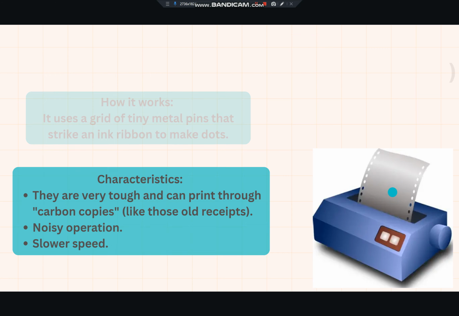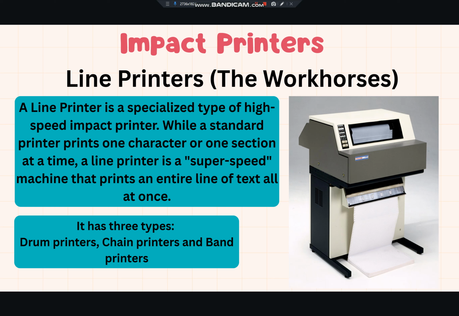The second type of printers are the line printers, or the workhorses. While a standard printer prints one character or one section at a time, these printers have super speed and can print an entire line of text all at once. They are being used in big offices for massive report printing.